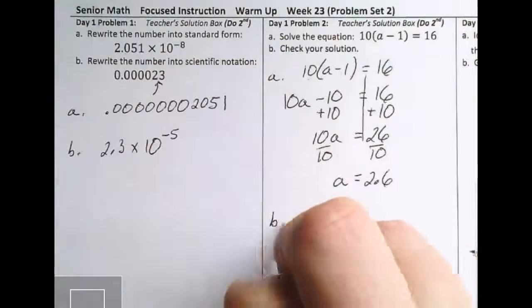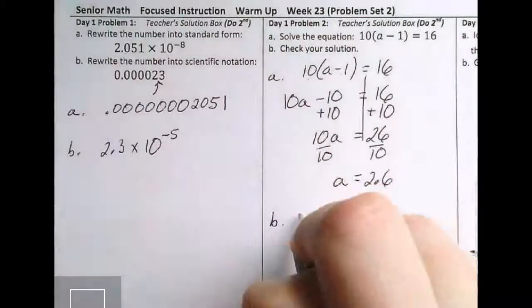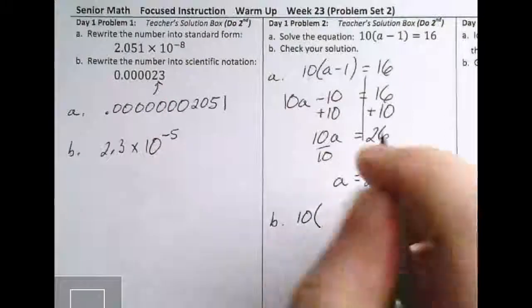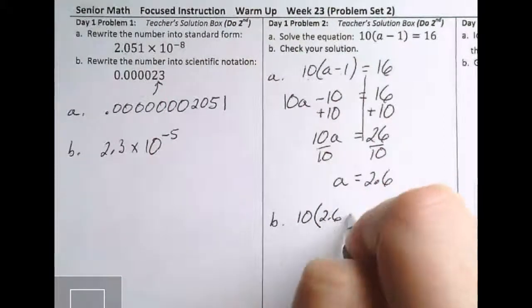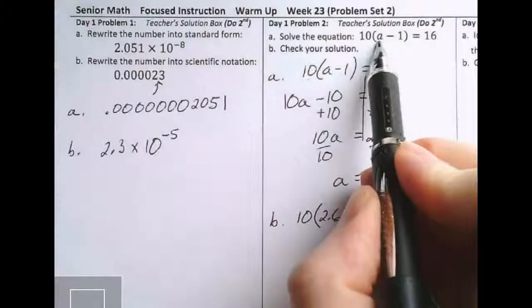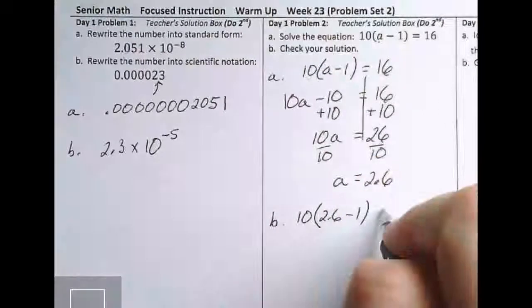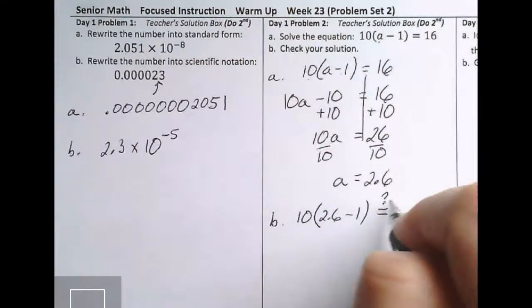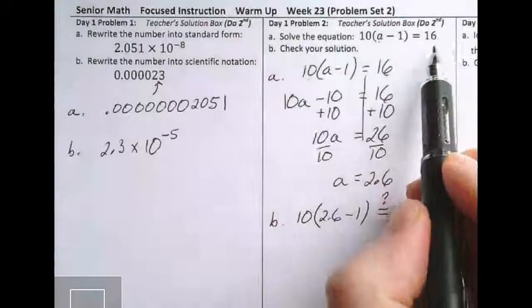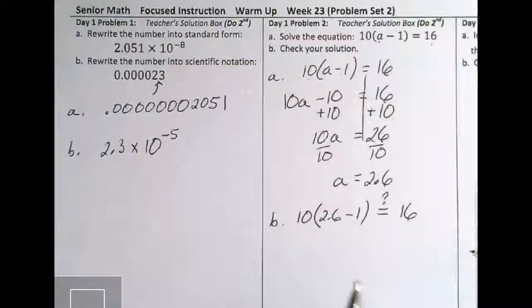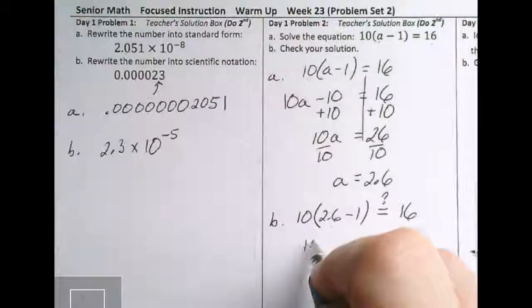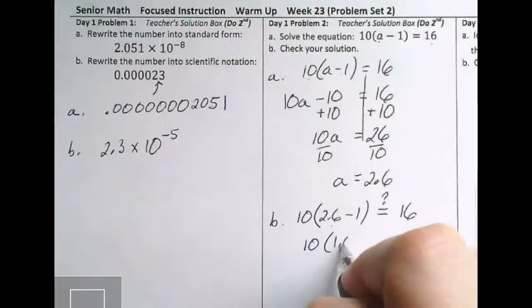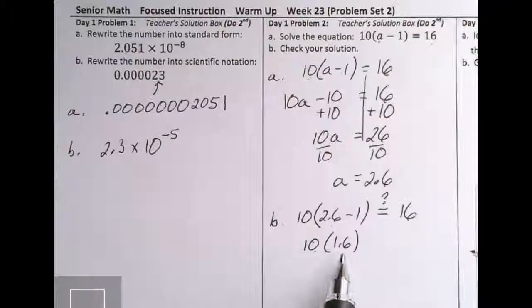Let's substitute that and see if it makes the left side equal to the right side of the original equation. So fill in the 2.6 for the letter a. When that is filled in, does that make 16? So following the order of operations, in the parentheses first, 2.6 subtract 1 is 1.6. And then is 10 times 1.6 16? Yes, it is.